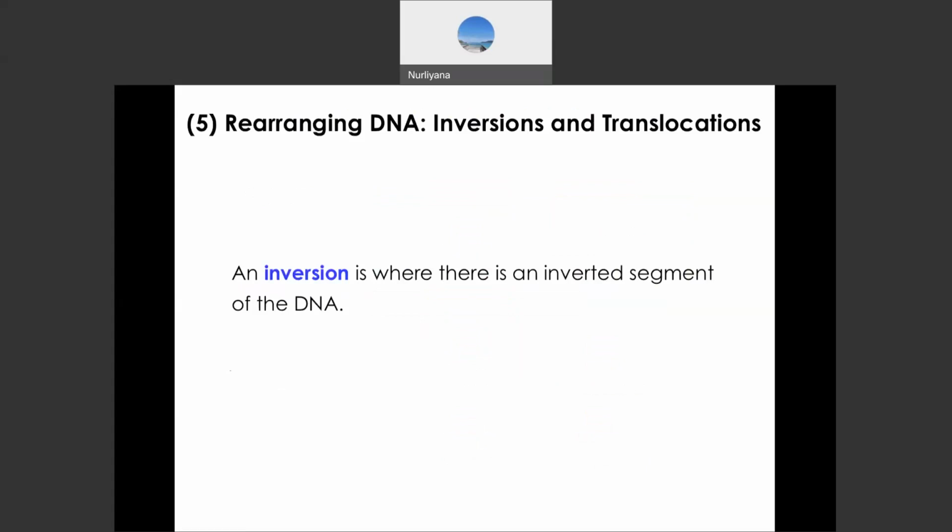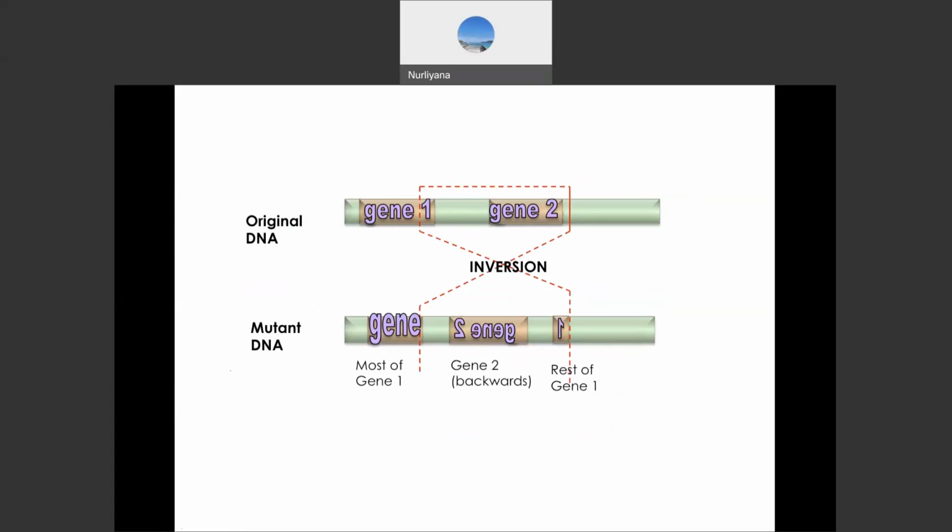I think this is the last type of mutation, the inversion and translocation. Inversion is like terbalik, an inverted segment. For example, gene 1 and gene 2 are inverted, so gene 1 is on this side and gene 2 on this side. It becomes backwards.